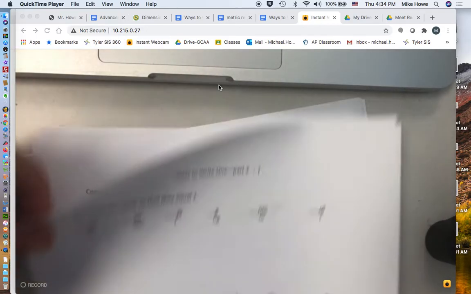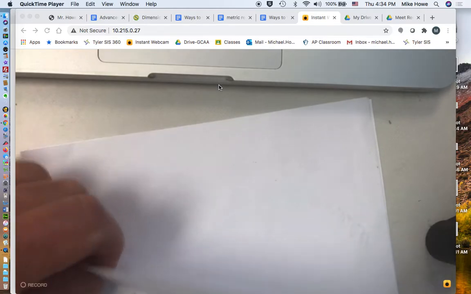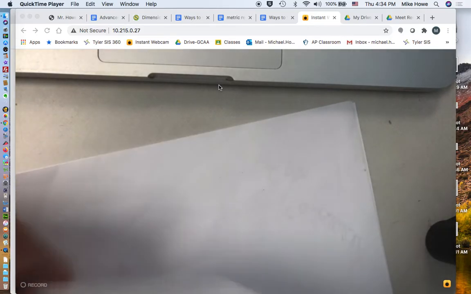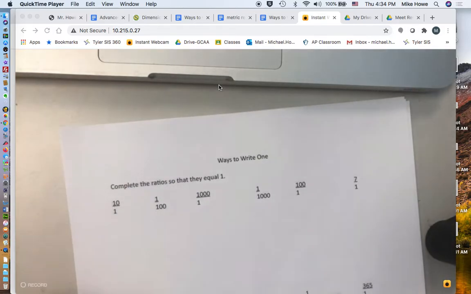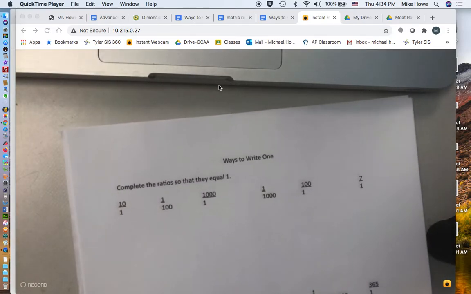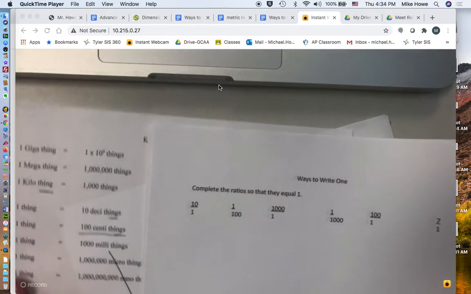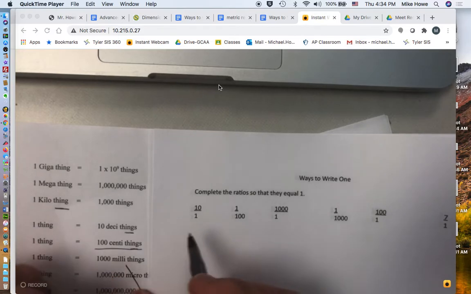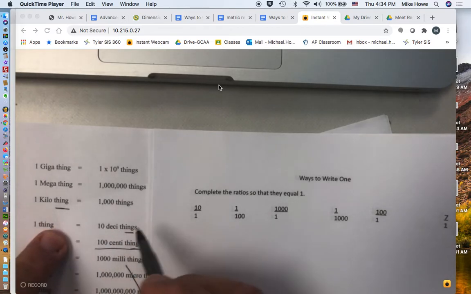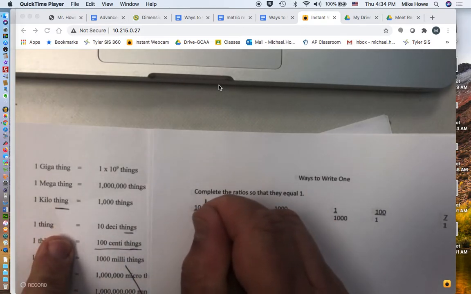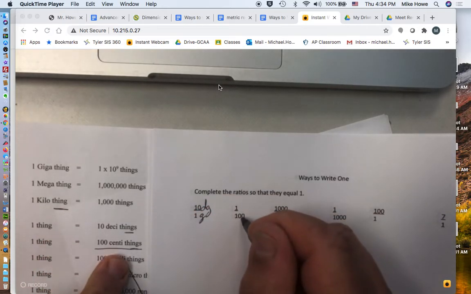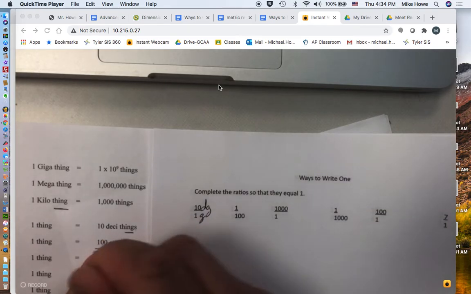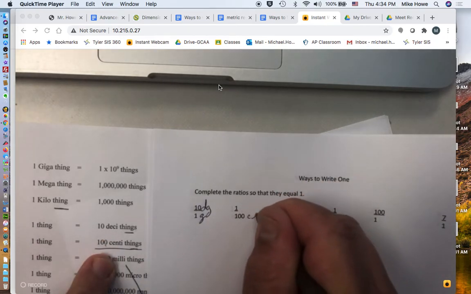In class, I was working with this sheet, and I was trying to teach you how to write 1 using ratios and units on the thing sheet. So if I'm going to look at 10 and 1, I know that I have on here 10 decithings is 1 thing, so I could say 10 decigrams is 1 gram. I know that 100 is here, 100 centithings equals a thing, so I could say centiliters and liters.